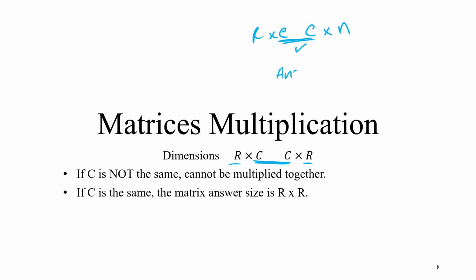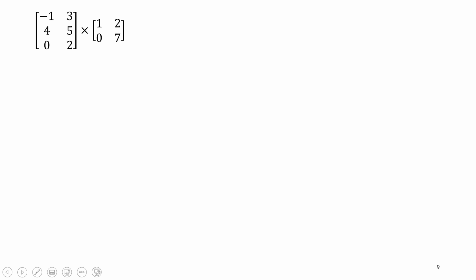Your answer size of the matrix would equal R times n. And I know I spelled that wrong, but that's not the point. That gives you the size of the matrix you're looking for. If these two C values are not the same, then the matrices cannot be multiplied together. In this example, we have a 3x2 matrix and a 2x2.